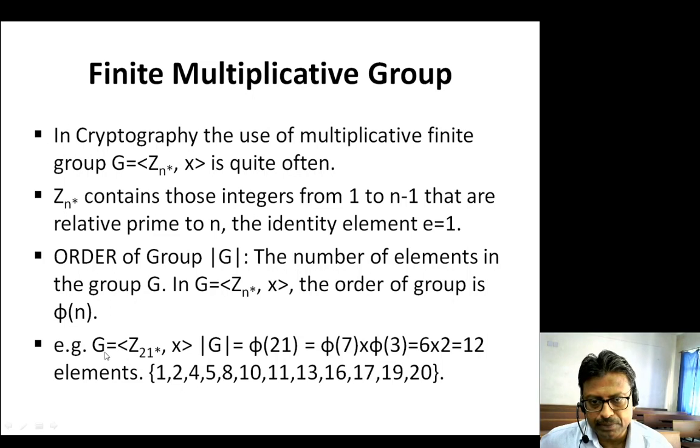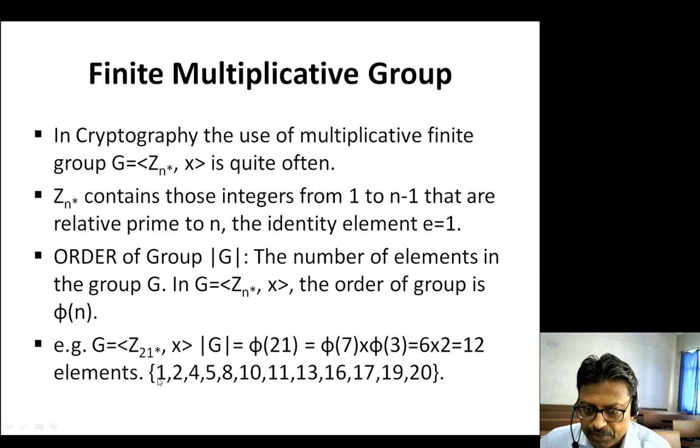So let us calculate. Suppose a group is Z21 star with the multiplication sign, then what is the order of this group? Order of this group means how many elements will be present, because not every element from 1 to n minus 1 will be an element of this; those which are relatively prime with 21 will be the elements. It can be found with the Euler's totient function, that is phi 21, which is equal to phi 7 into phi 3. Phi 7 is equal to 6 and phi 3 is equal to 2, so there will be 12 elements. And what will be those elements? 1, 2, 4, 5, 8, 10, 11, 13, 16, 17, 19, 20.